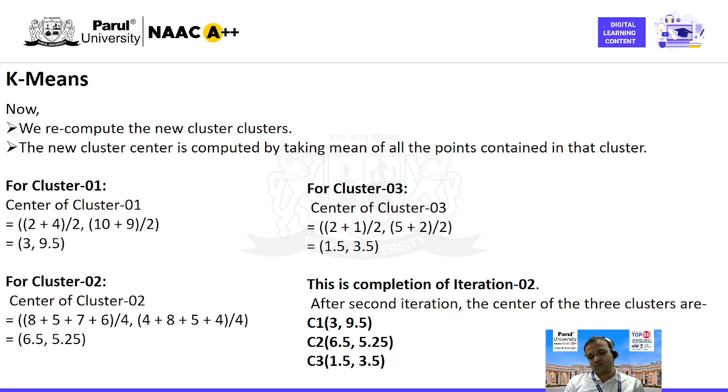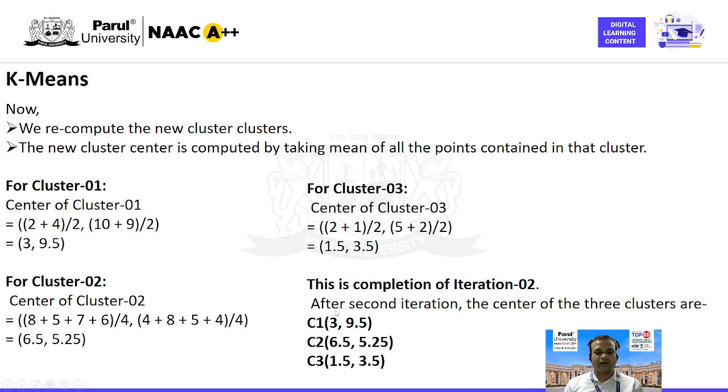This is the completion of the second iteration. After the second iteration, the centers of all these clusters are: C1 center 3, 9.5; C2 6.5, 5.25; C3 1.5, 3.5. These are all three centers after iteration number 2.